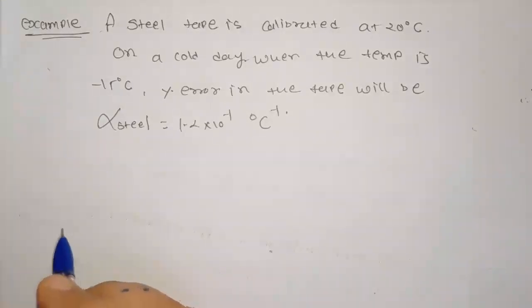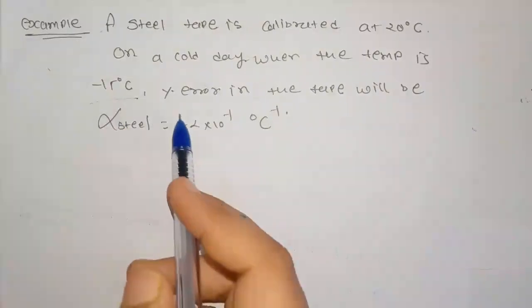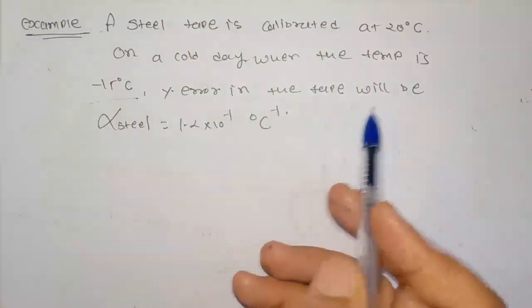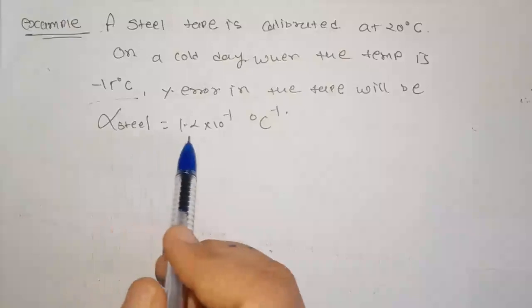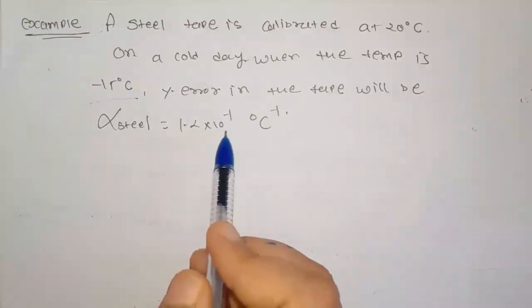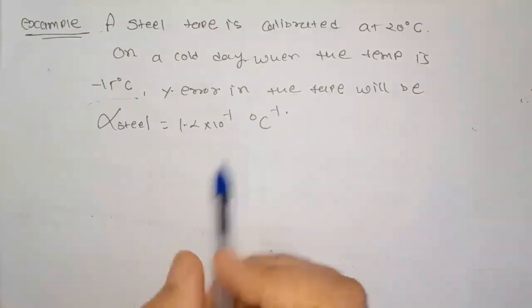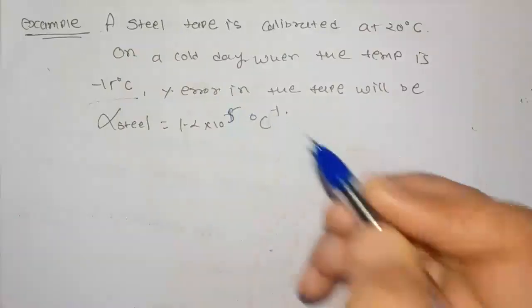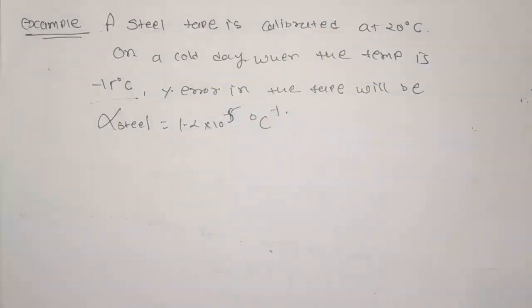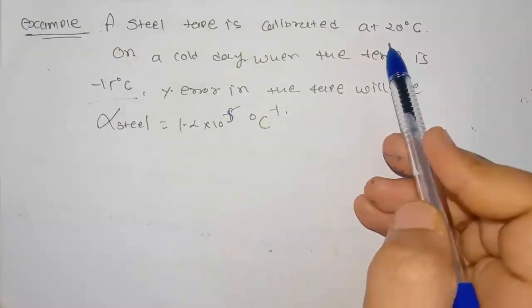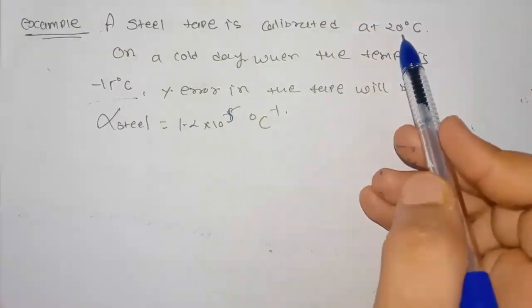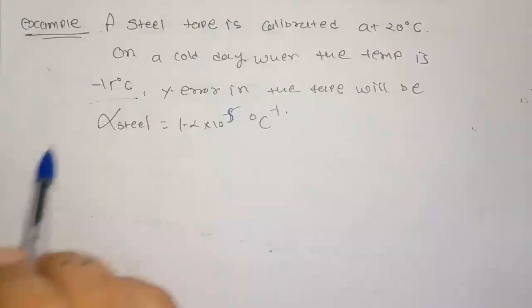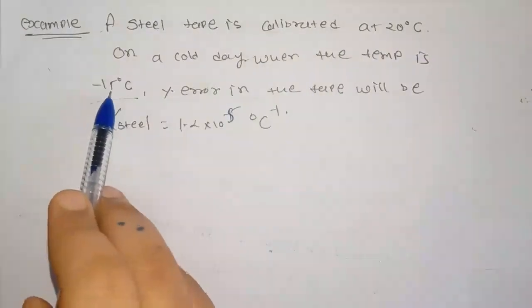The next example, a steel tape is calibrated at 20 degrees Celsius on a cold day when the temperature is minus 15 degrees Celsius. Find the percentage error in the tape. Given alpha steel is equal to 1.2 into 10 power minus 5 per degree Celsius. It was designed at 20 degrees Celsius and we want to find the error at minus 15 degrees Celsius.